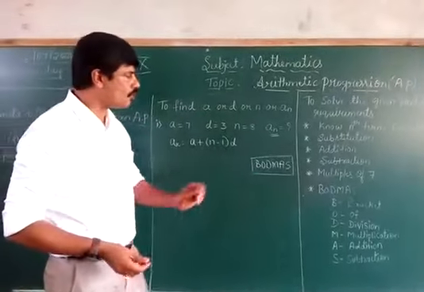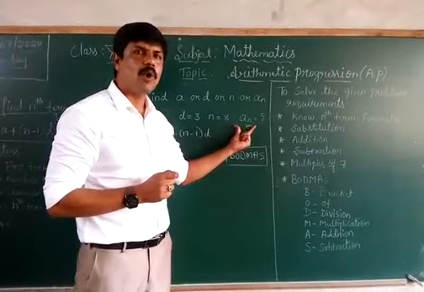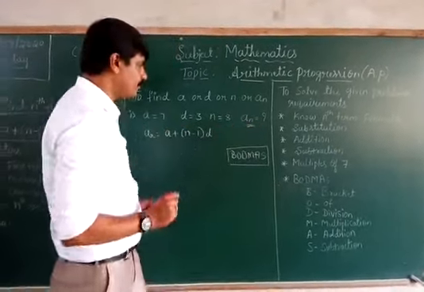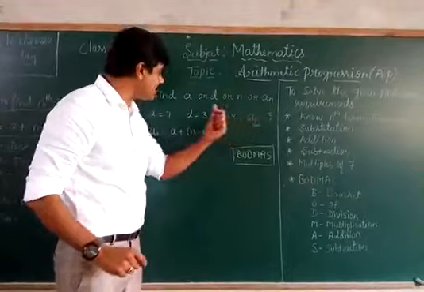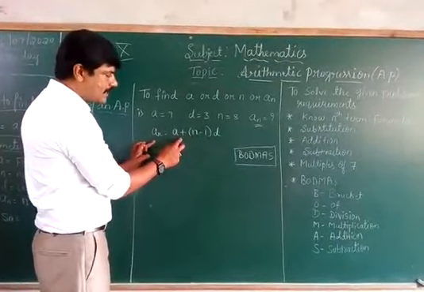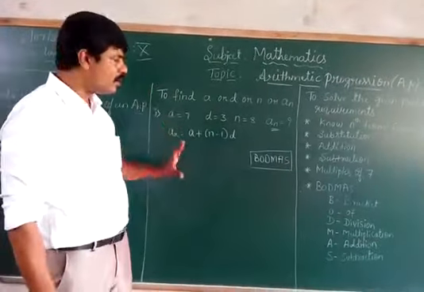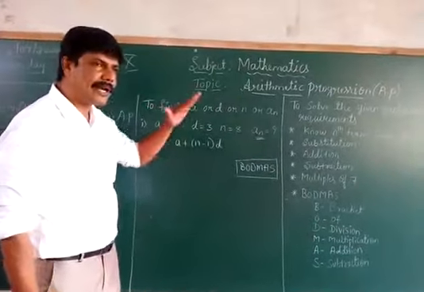Here we are asked to find what is An. What is An means what is the nth term. So this nth term comes under this formula: An equals A plus N minus 1 into D. Now we are going to find this. What is the value of N? We are going to find.